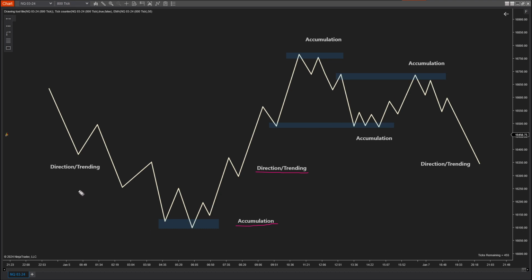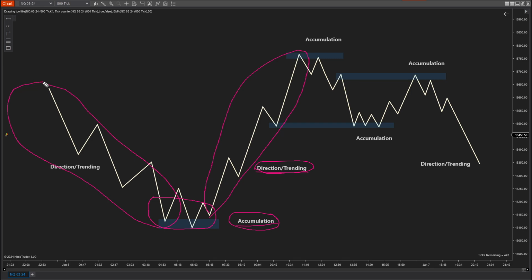So for me, the way I look at the market is there's two different types of phases. One is accumulation or chop, which is this sort of sideways period here. And the other is when you have a directional period or a trending period, which is essentially this here or this here.